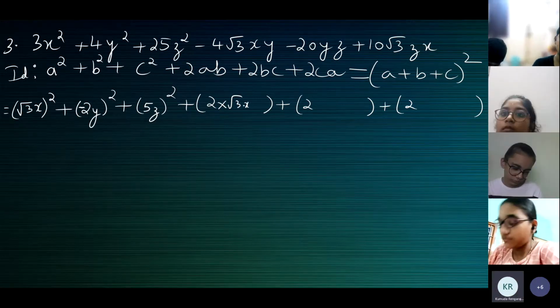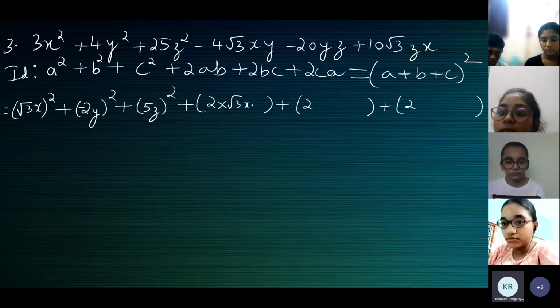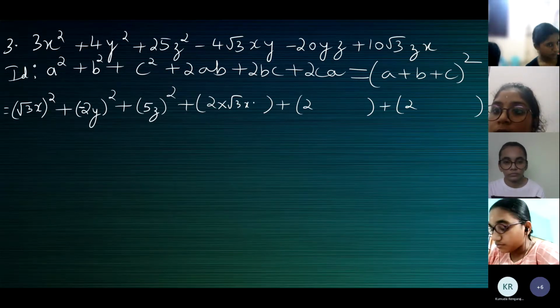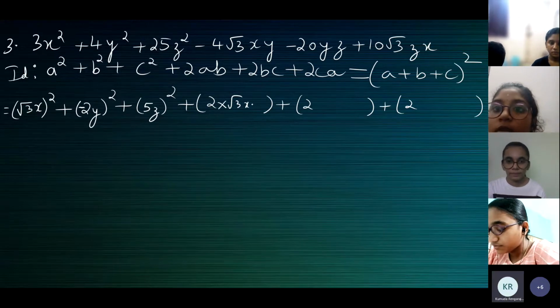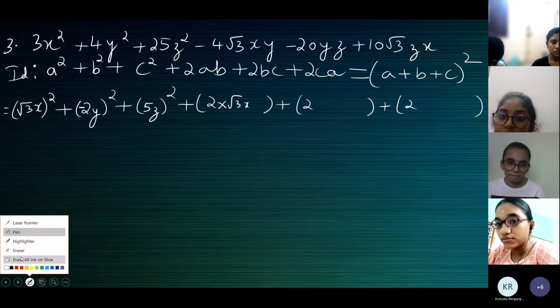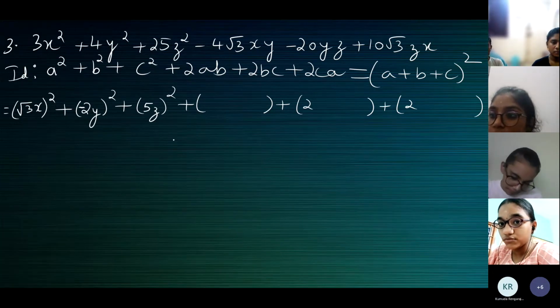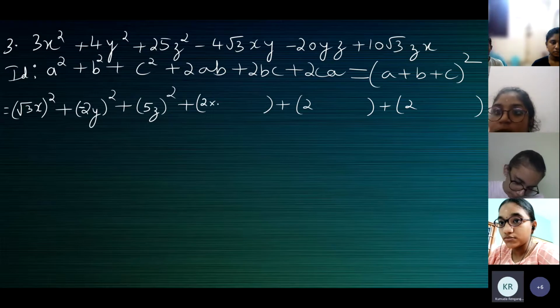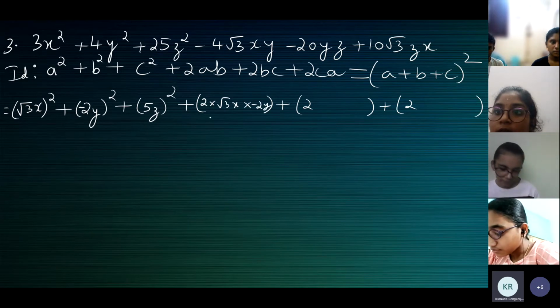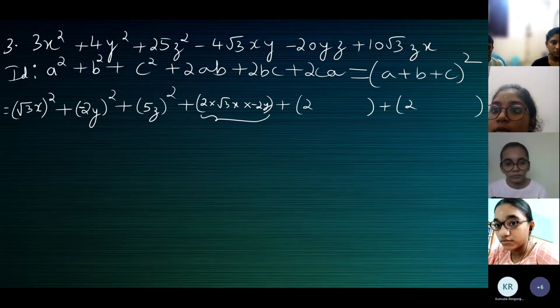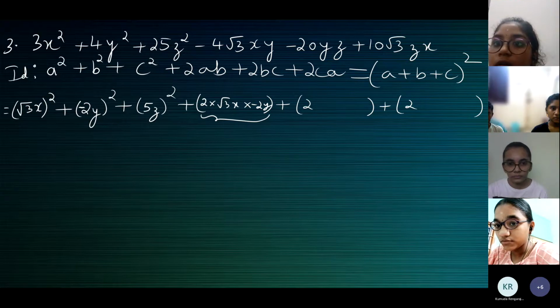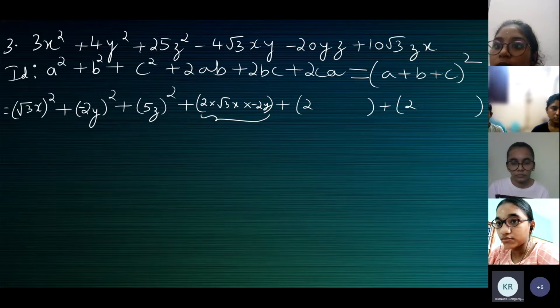Yes, going back to Tanishka. Tanishka, so in this bracket, 2 into root 3x into minus 2y. Very good. 2 into a, which is root 3x, into b, which is minus 2y. Now find the product, Tanishka. What's the product of these terms? What is 2 into root 3? 2 root 3x, ma'am. Okay, into minus 2y.